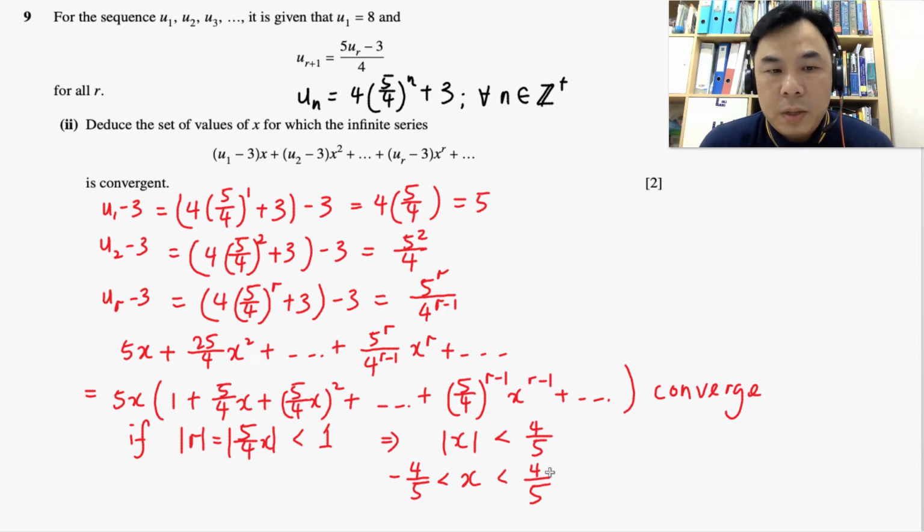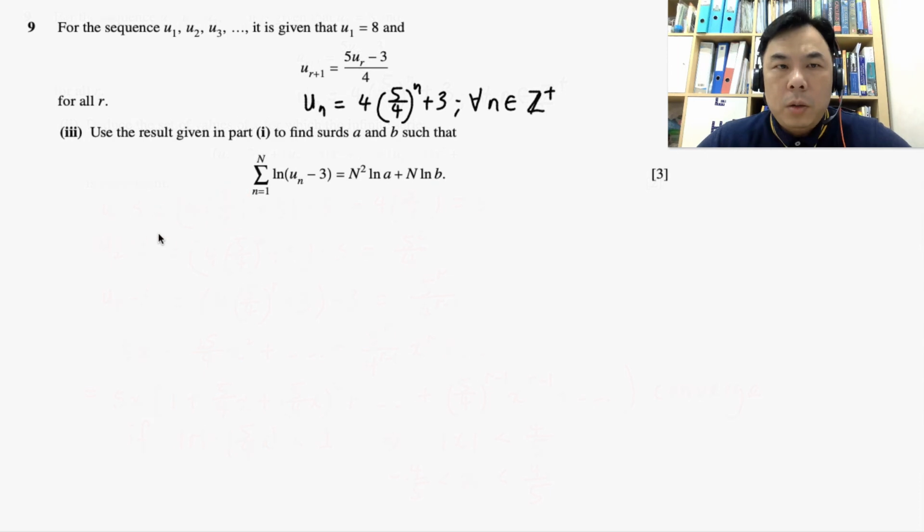Right, now I hope that is clear at this point. We're going to move on to the next one shortly. Now let's take a look at the last section of this question here. Number 3, use the result from part A that we have already proven through mathematical induction. We need to find out the surds A and B such that it satisfies this summation here.